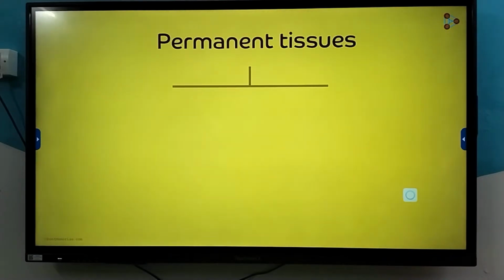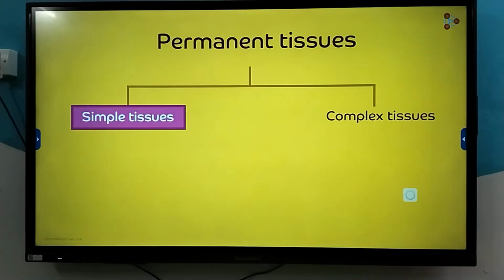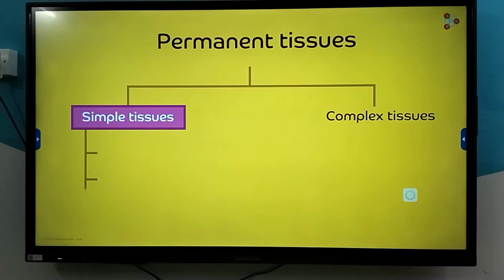Do you know there are only two types of permanent tissues? Can you take a guess at their names? Yes, they are simple tissues and complex tissues. We will look at the simple permanent tissues in detail. The word simple means they have a very simple structure. All the cells of a simple permanent tissue are almost the same. Do you know that there are three subtypes of the simple permanent tissue? Yes, and do you want to know what they're called? Parenchyma, collenchyma, and sclerenchyma are the three types of simple permanent tissues.